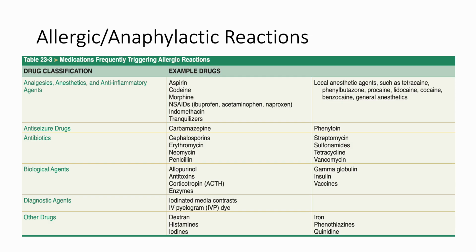Here is a table just showing some medications that commonly cause allergic or anaphylactic reactions. So you can see on here anything from aspirin to morphine to allopurinol, which we give for gout, down to iodines, histamines, things like that. So here's just a list for you to kind of look at. So just keep in mind when we're administering medication, a patient who's allergic to one drug may also be allergic to other medications in that same class, okay?